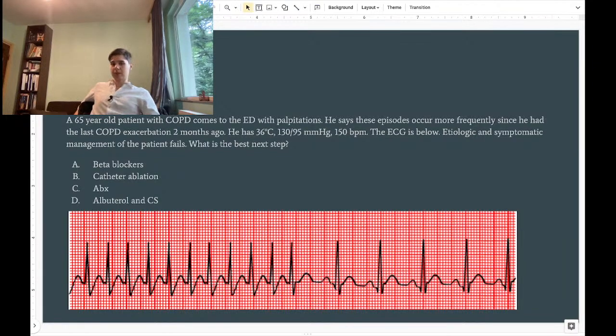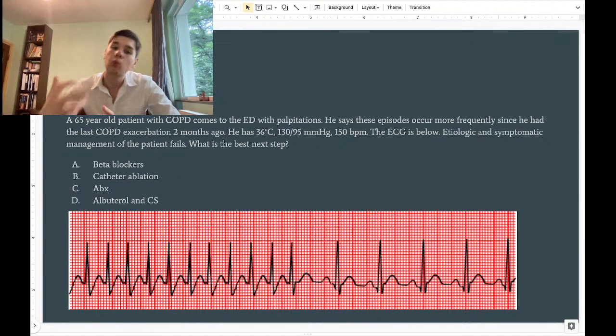Etiologic and symptomatic management of the patient fails. What is the best next step? We administer beta blockers. The patient undergoes catheter ablation. He receives antibiotics, or he is given albuterol and corticosteroids. Please let me know your answer in the chat box. Also try to expand on why you think this is the correct answer.